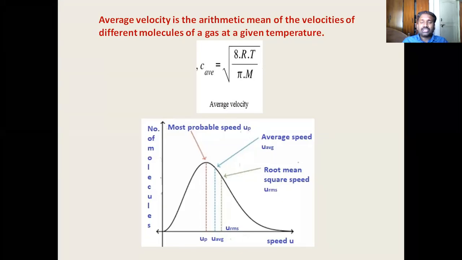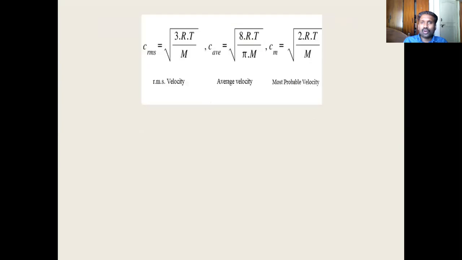So that's it. Therefore, what are the three types of velocities we have defined today? Most probable velocity, root mean square velocity, and the average velocity. And we know their formulas even. So C_RMS is equal to square root of 3RT divided by M. Average is equal to square root of 8RT divided by pi M. And most probable is square root of 2RT divided by M.